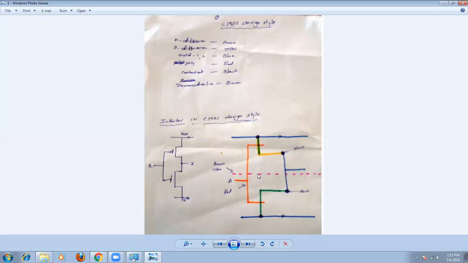But what is the condition for the demarcation now? We have a rule. If you join the P channel and N channel diffusions directly, there is a violation of the rules. Therefore, without violating these rules, we have another concept here: only polysilicon and metal layers will cross the demarcation line.